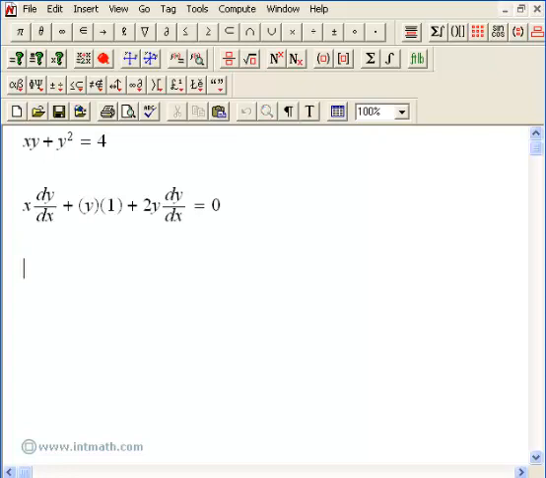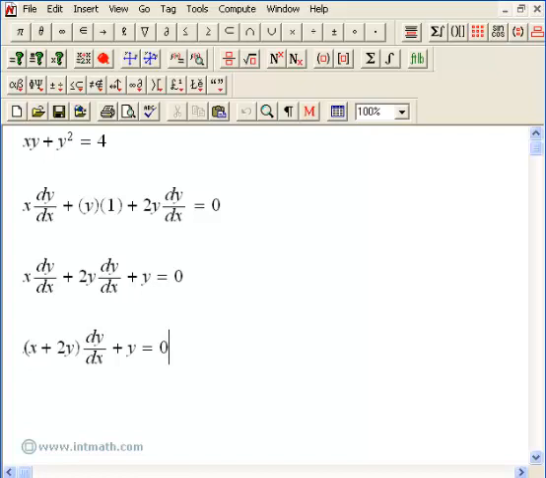So, let's tidy that up. We've got an x dy/dx here, plus this 2 dy/dx here, plus y times 1 is just y, equals 0. Then, factoring this thing is going to give us, in brackets, x plus 2y and dy/dx, and then plus y equals 0.